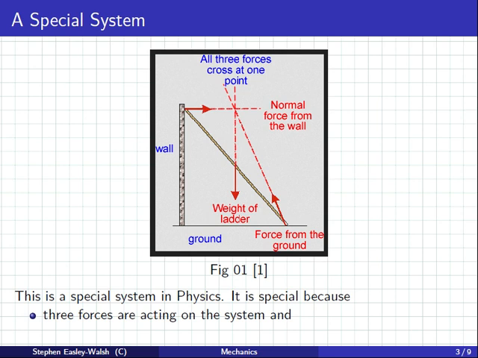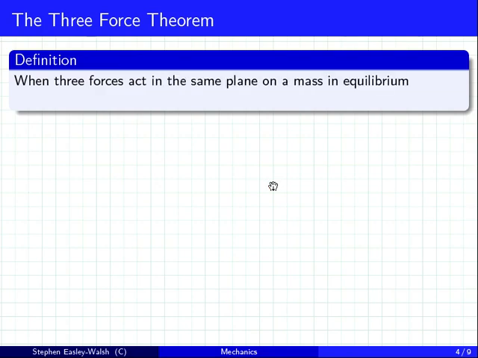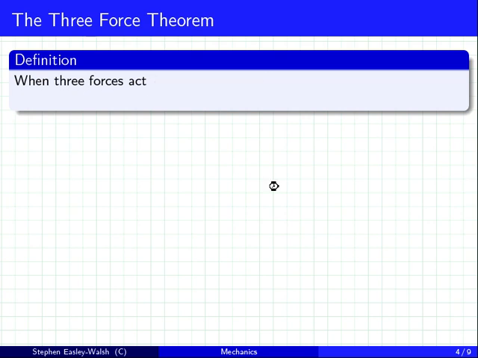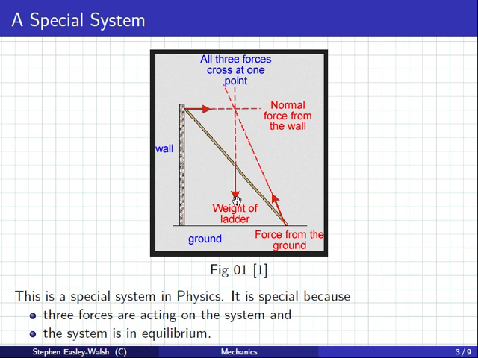Now, we're saying that this is a special system because three forces are acting on the system and the system is in equilibrium. So the three forces are one here, and one here. And when we have this special type of system, when three forces act in the same plane on the mass in equilibrium, then all the lines of action meet at one common point. So if I go back to the picture here, do you notice that if you were to draw a line where the weight is, where the reaction here is, and where the reaction here is, all three meet at this one point here? Okay, this is actually Lami's theorem. So before you write it down, I'd like you to draw this picture as an example. So this is an example of using Lami's theorem.